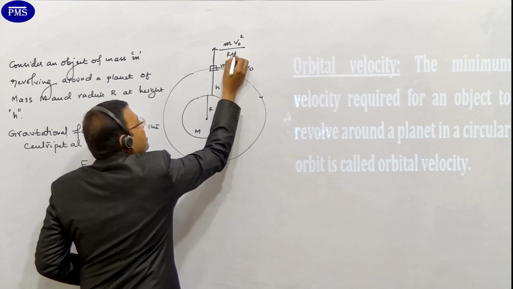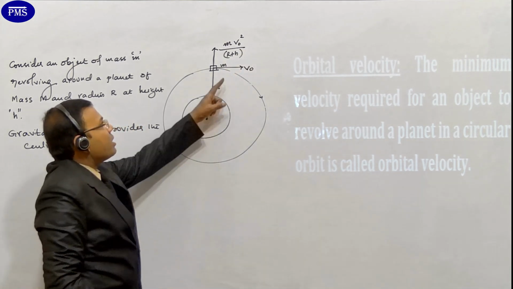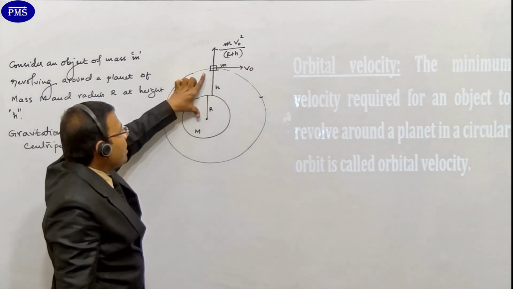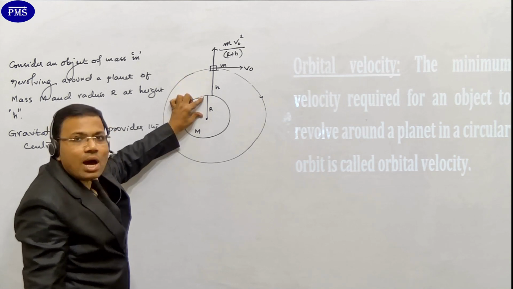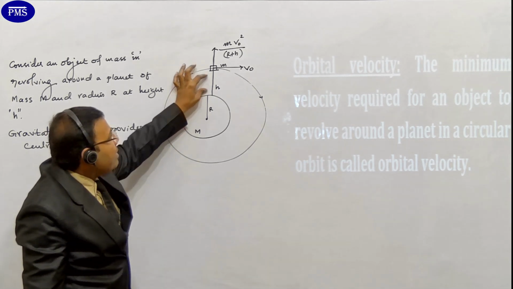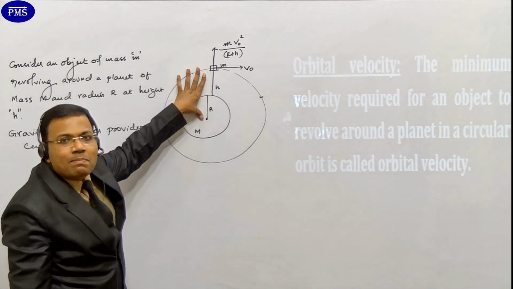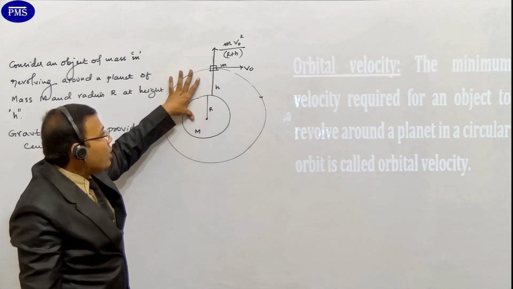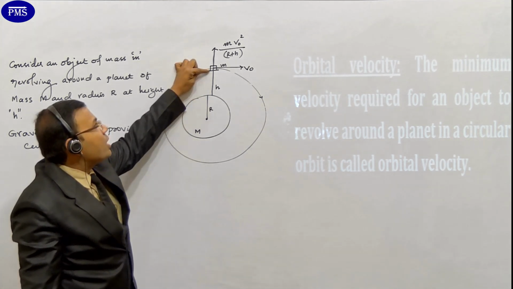Here the centrifugal force, and the formula for centrifugal force is mv0 square by r plus h. Why am I considering r plus h here? Because the total distance from the center, try to understand, this is r and this is h, so the total distance is r plus h. This is very important to note. The total distance from the center we need to take is r plus h.